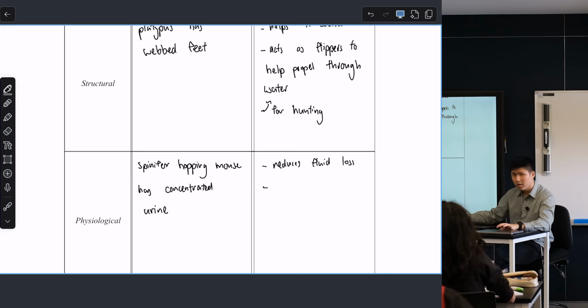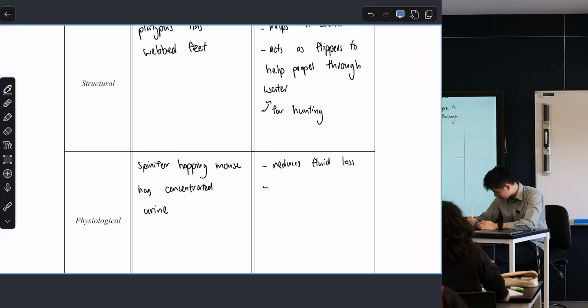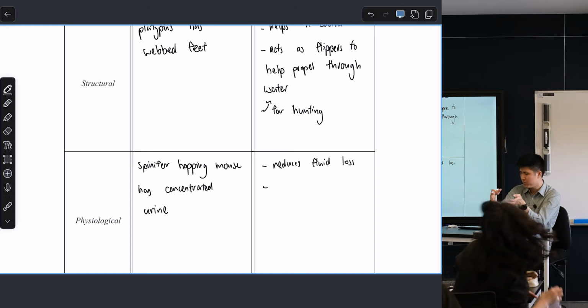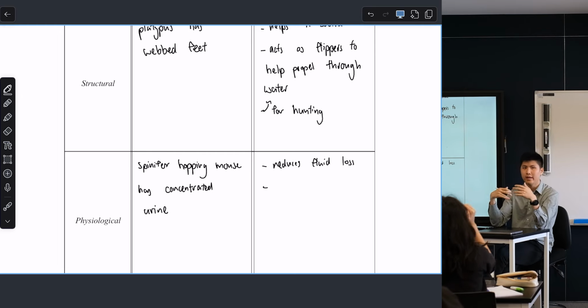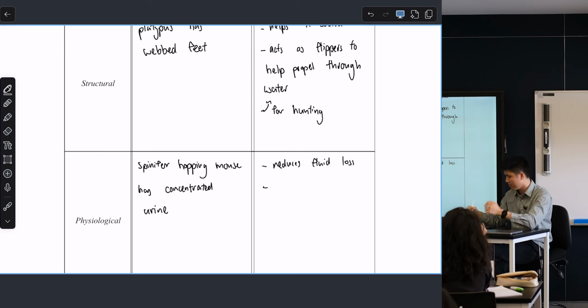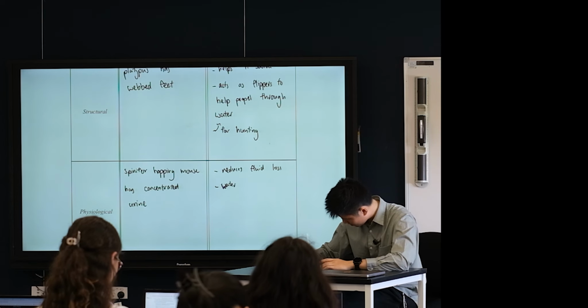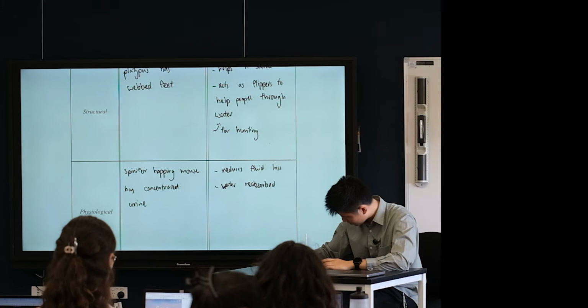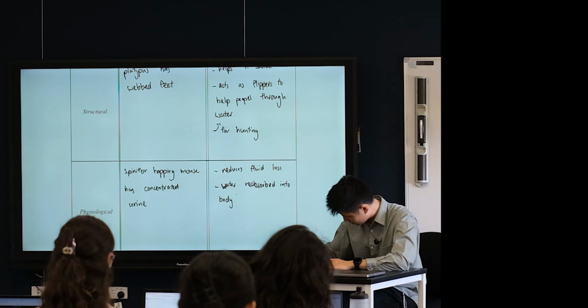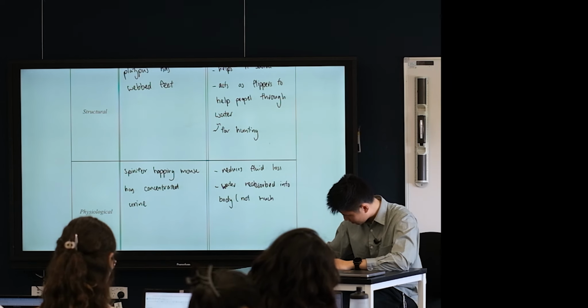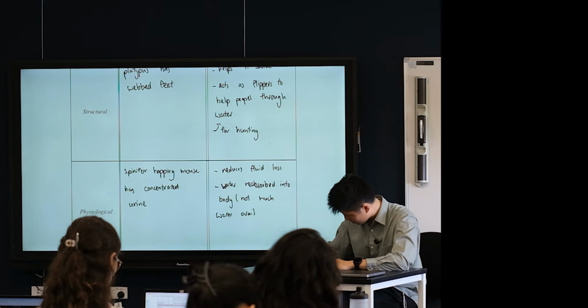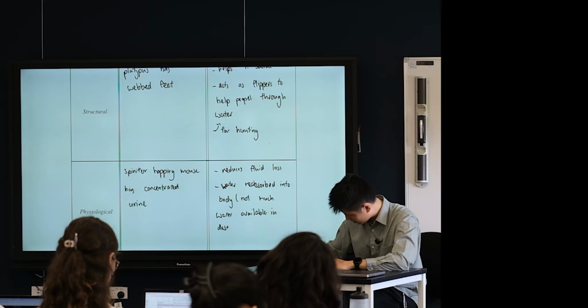Right, and why might having concentrated urine be of benefit? Yes, Ali? Yeah, perfect, right? Yeah, it reduces fluid loss. Right, and what that means is water that would have been lost from the Spinifex mouse just peeing is still reabsorbed into the body because they probably don't get much water in the desert, right? Cool.